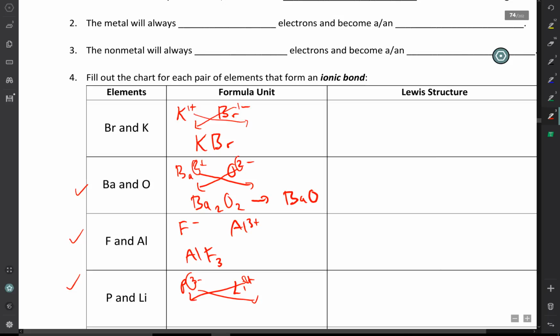Put a 1 in there, just to make it a little bit easier to see. 1+, we'll circle that a little bit better. Again, make sure the metal is going first. So I see Li3P.